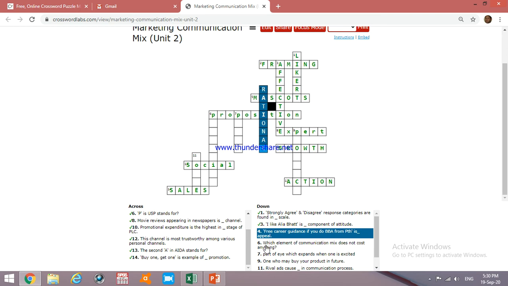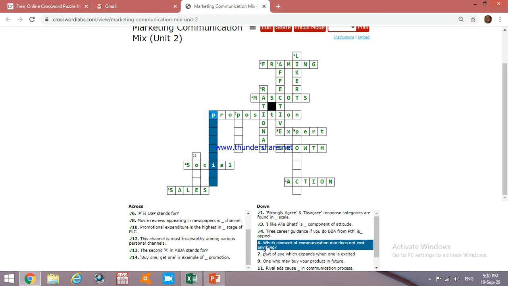Now let's move to point number 6. Which element of communication mix does not cost anything? I hope you remember I had given you an idea about how whenever a particular movie is about to get released, there are news items which emerge in various magazines and newspapers about an affair between the lead actor and the actress. And I have told you that this basically is publicity. Publicity is what you get free of cost. So publicity is the only element in the communication mix which is absolutely free of cost. The marketer, the advertiser, they don't have to spend anything to get publicity, right? So point number 6, the answer is publicity. So let me write it down.